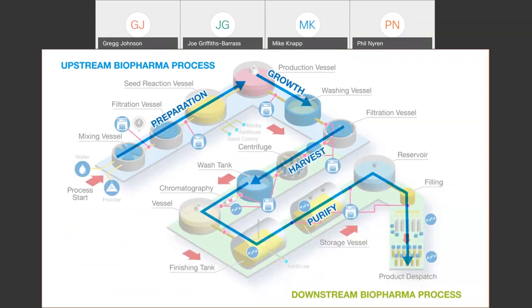So this takes us to the last step in the process that we're going to be talking about today, and that's the step of purification. And purification is the step that separates the product, the protein, nucleic acid, or other target molecule, from other cell components and contaminants. And the product is then concentrated and refined in preparation for final fill. Next slide.